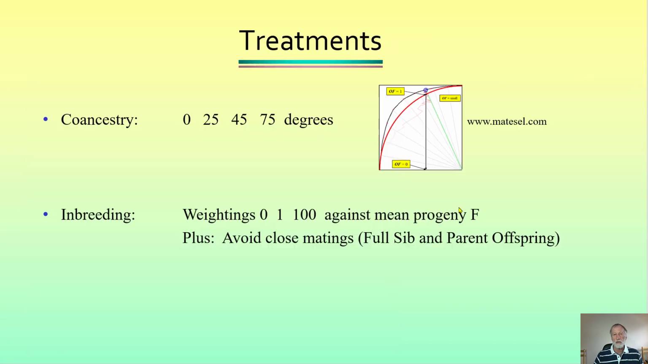Let's just look at what the treatments are. So for coancestry we have 0, 25, 45 and 75 degrees, and for inbreeding we're using weightings of 0, 1 and 100 against progeny mean F. And if you want to look at how these actually compete with each other, you need to know how we scale target degrees, and you can read about that in the manual at matecell.com.